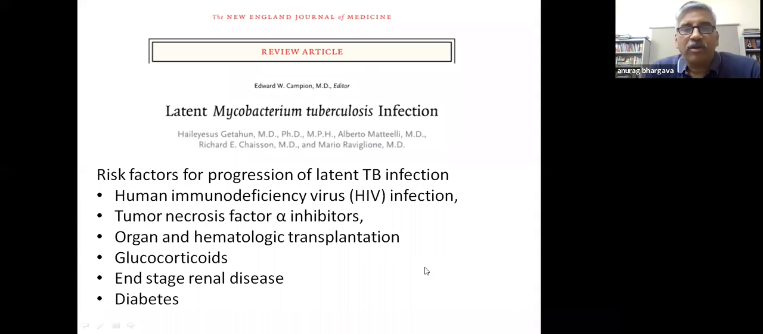Now, when Dr. Soumya said that this has been ignored, this is actually so. This is a review article on latent TB infection published in 2015, which somehow omitted mentioning undernutrition as one of the risk factors for progression of latent TB infection.